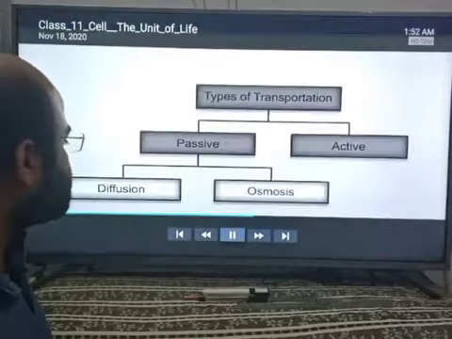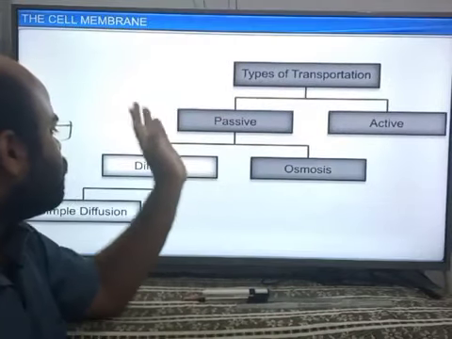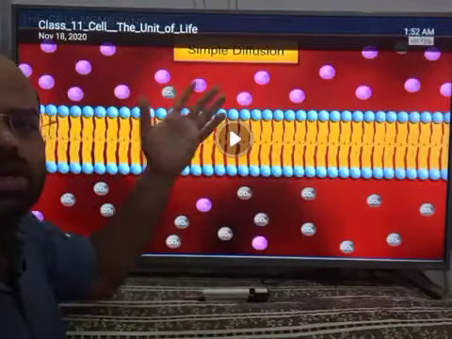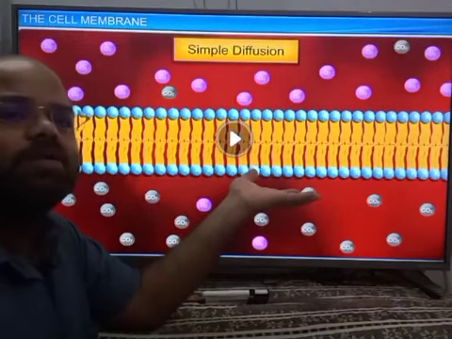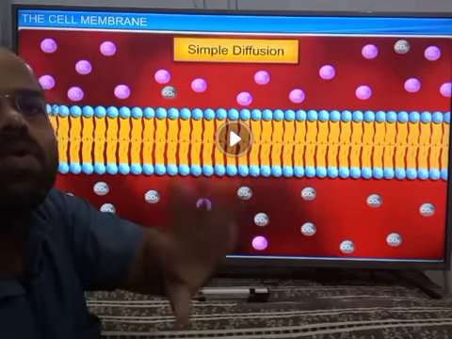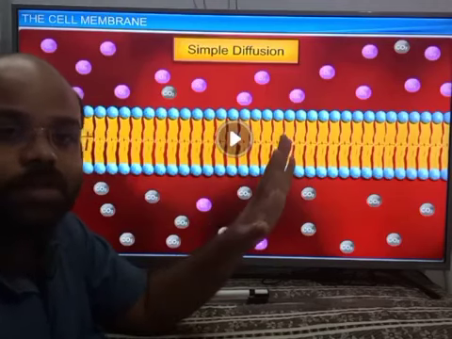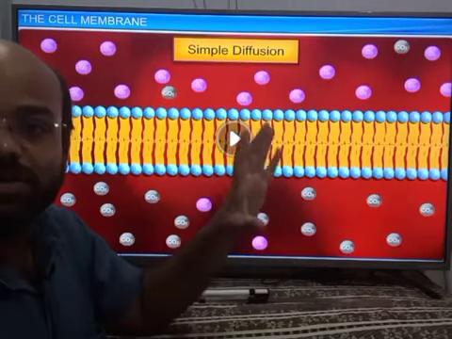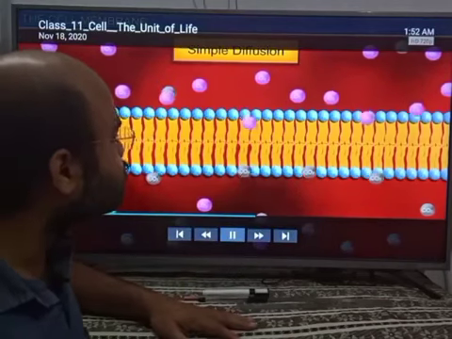So passive transport is basically diffusion and osmosis. In diffusion we have studied simple diffusion and facilitated diffusion. Simple diffusion does not need any mediator. The molecules of high concentration simply move towards low concentration, whether it is gas, liquid or solid. But facilitated diffusion needs a facilitator, a mediator. Let us have a look at this.